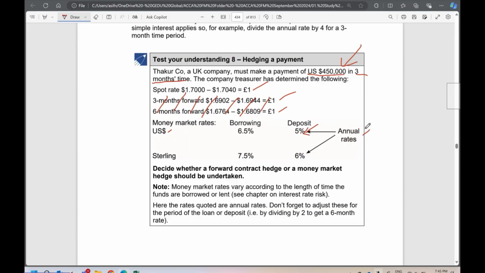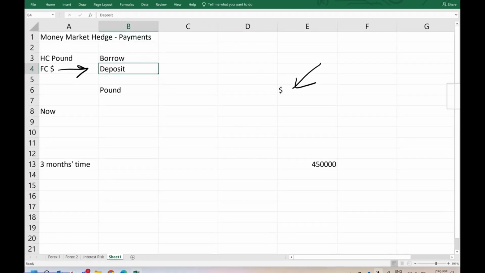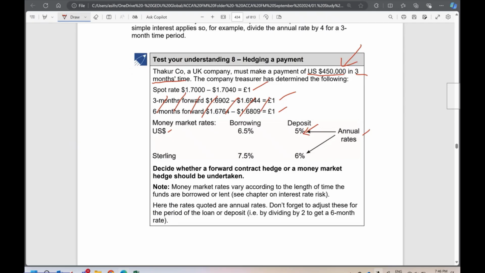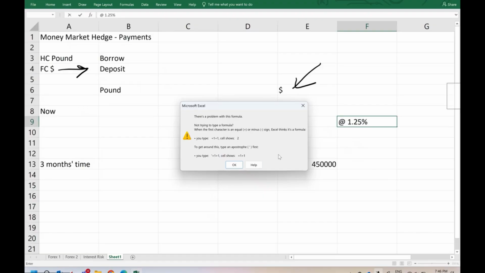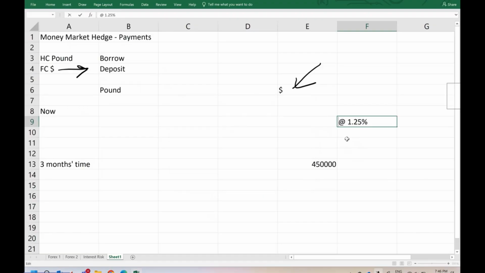This is the annual rate. We need how many months of rate? 3 months of rate. So what is the 3 month rate? 5% into 3 by 12. What will you get? 1.25%.